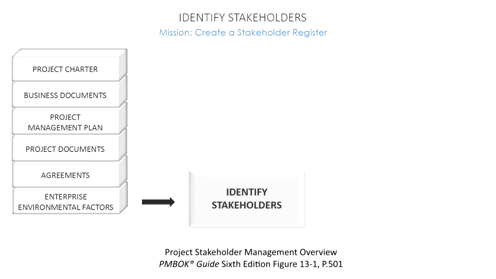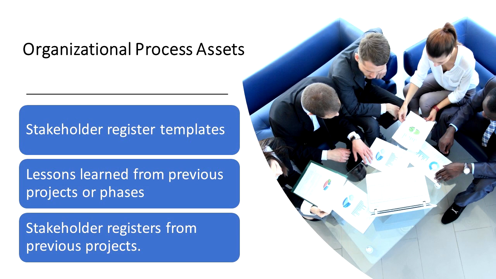Our final input here is organizational process assets, as usual. The OPAs at play here are stakeholder register templates from the organization's repositories, instructions on how to fill in the stakeholder register, also the lessons learned repository with information about the preferences, actions, and involvement of stakeholders.